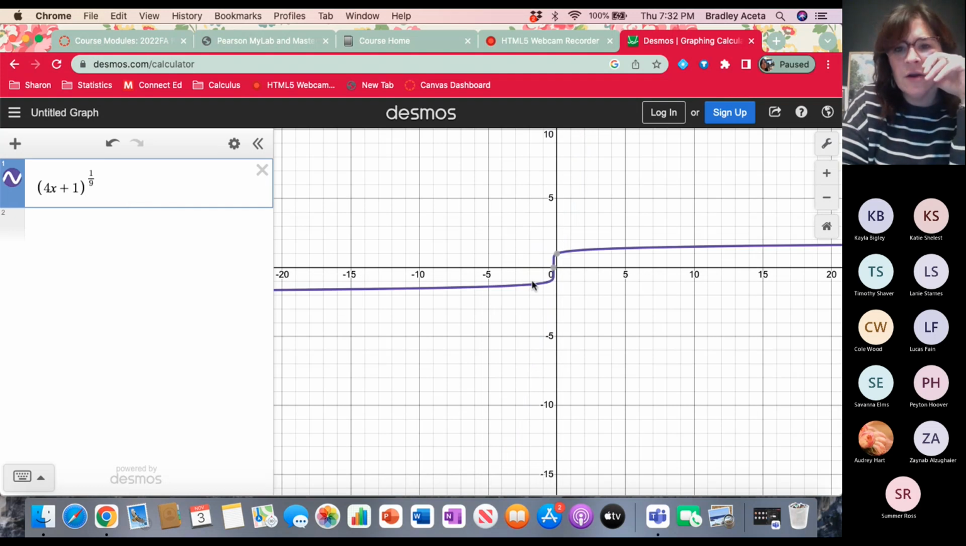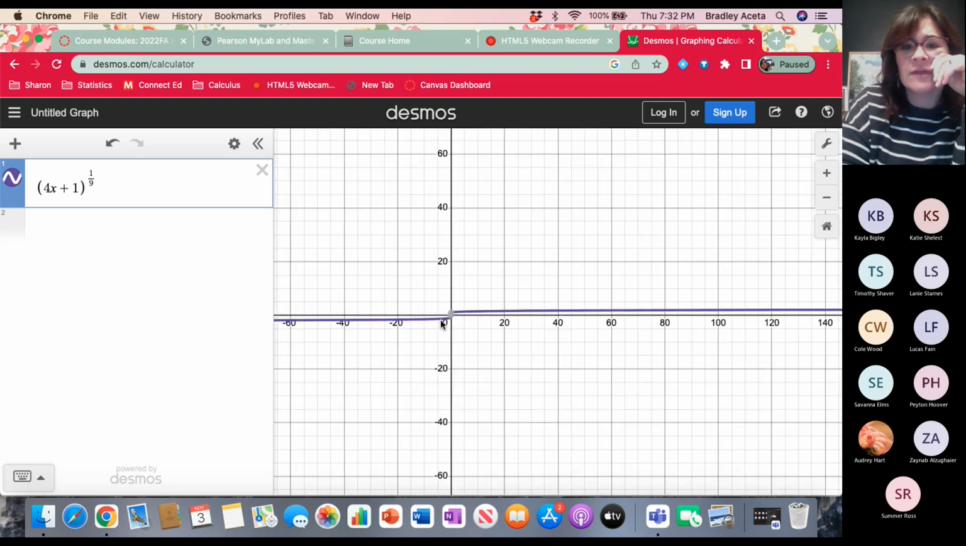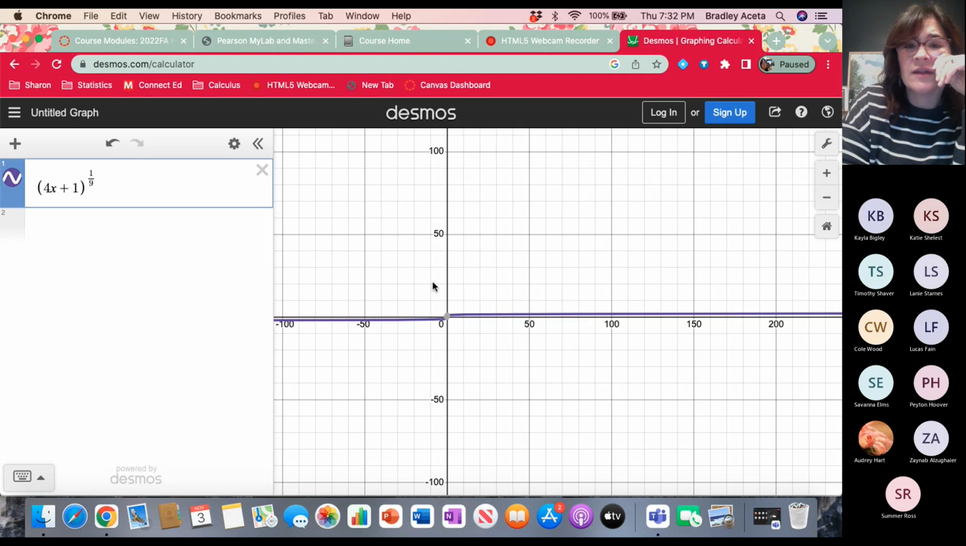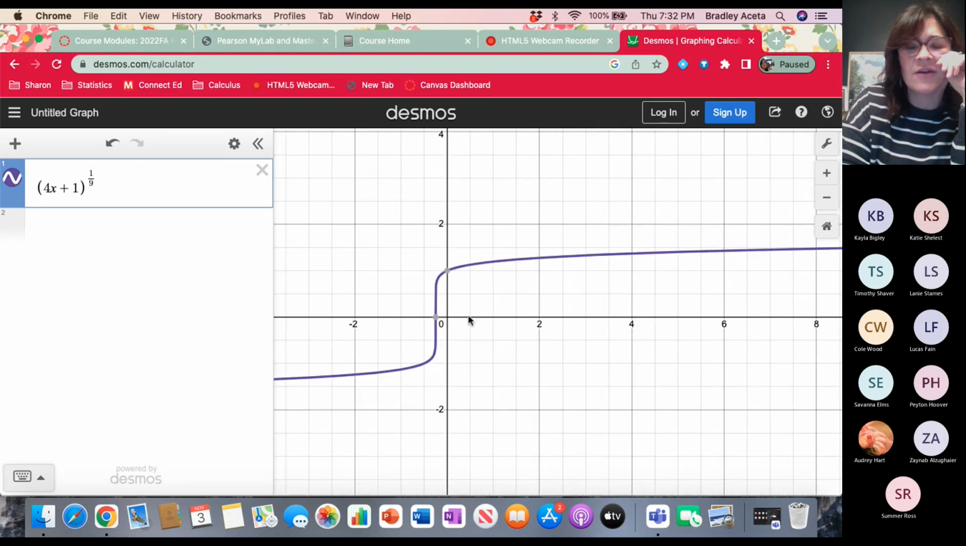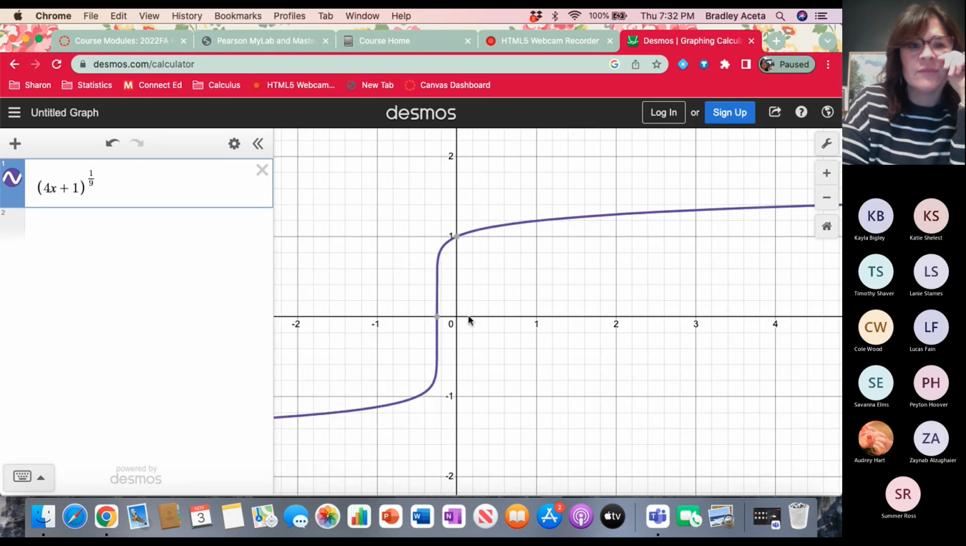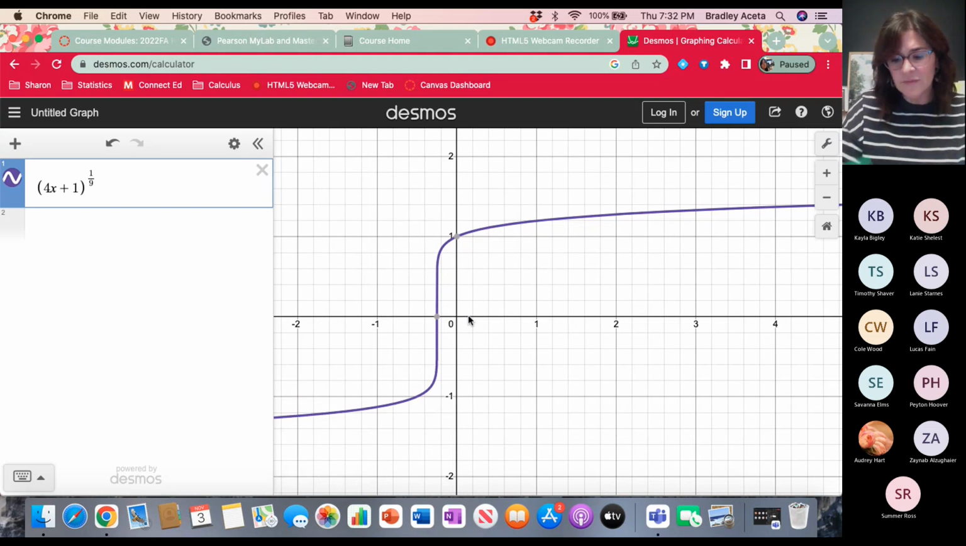And so now look at that. Again, it looks like it's leveling off, but it really isn't. If you keep going, surprisingly enough, it's going to cover the entire range and the entire domain. And that's because it's an odd root. Okay.